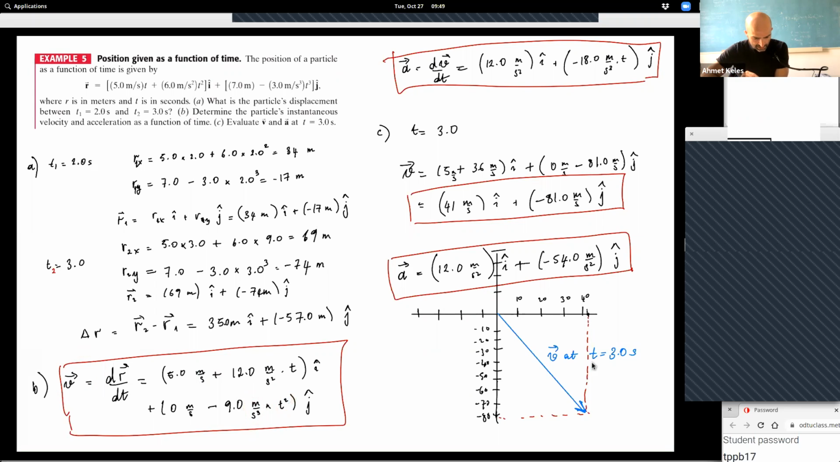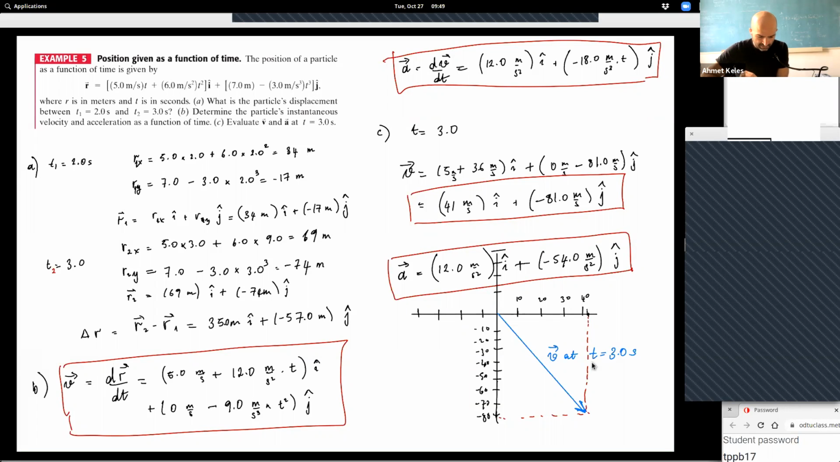So the question is also asking for the acceleration. If you take the derivative of velocity, you have the acceleration. It's basically the derivative of this term is gone. The derivative of this term is 12.0 meter per second squared along the i direction, and plus, let's take the derivative of this term, 2 goes in front, it's minus 18, yes, and it's meter per second cubed times t.